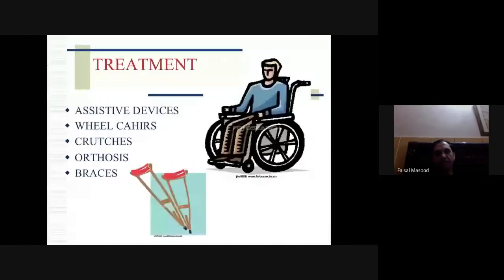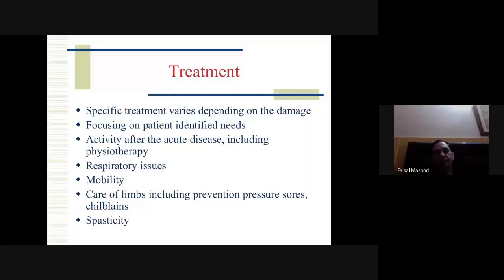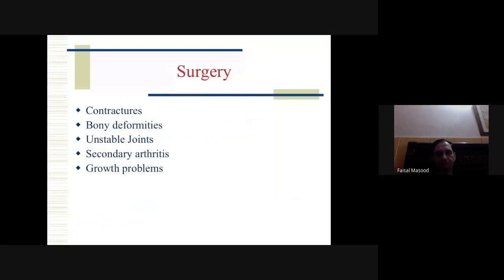This is the treatment. And you can go with assistive devices, wheelchairs, crutches, orthoses, and braces, where, when, and how you know with your time and experience. Specific treatments vary depending upon the damage, focusing on patients' identified needs, activity after acute disease, including physiotherapy, respiratory issues, mobility, care of limb, including prevention of pressure sores, chilblains, and spasticity.